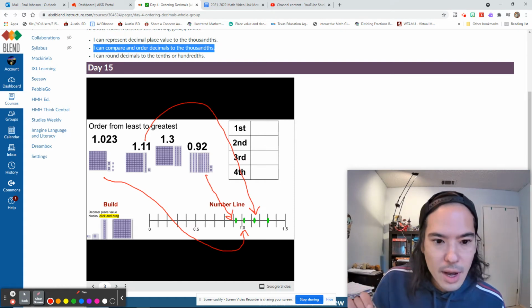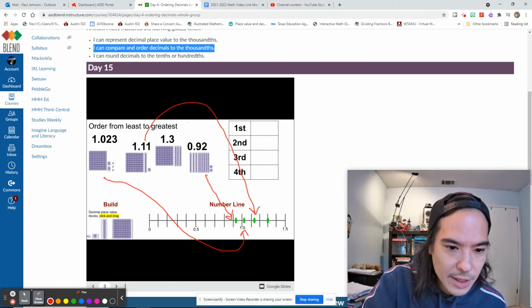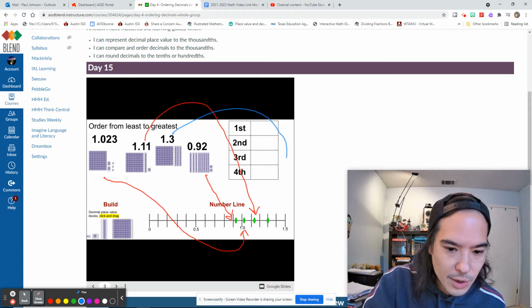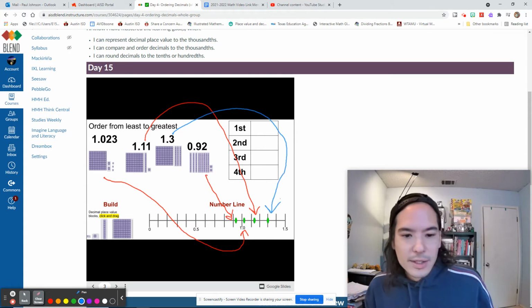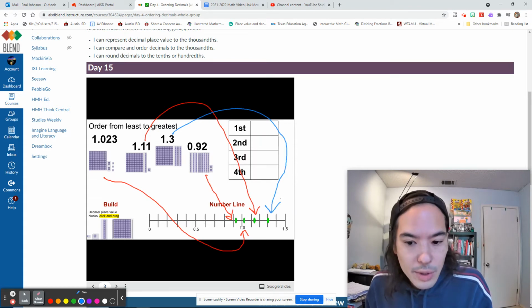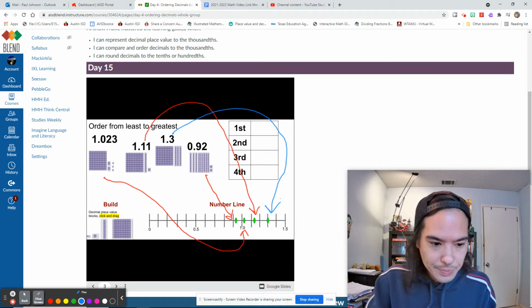So we also know that the next one would be 1 and 11 hundredths because there's a 1 in the tens place. And then our final one has a 3 in the tens place. Let me do this one with a different color because it's going to cross a line. All right, there we go. So there is 1 and 3 tenths right there on our number line. So we can put them in order on a number line as well. We just have to remember where they would go on the number line.